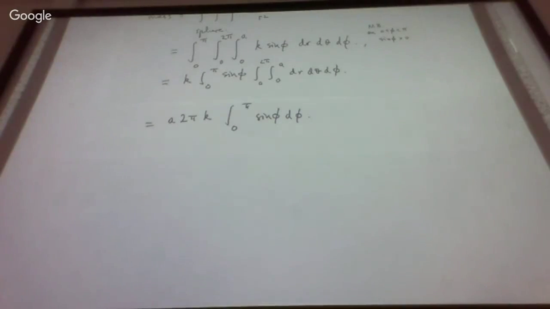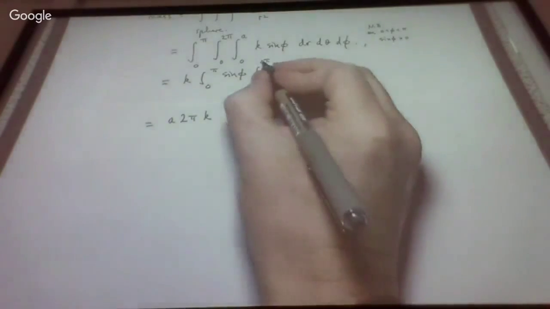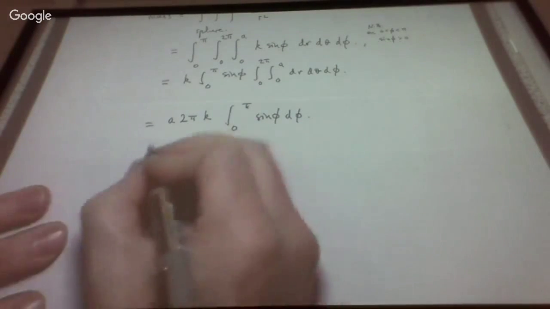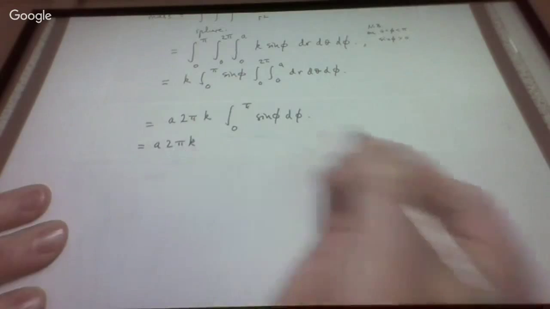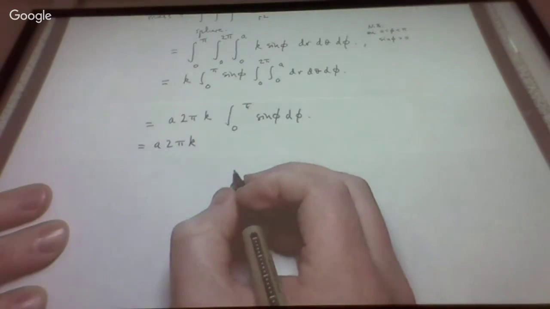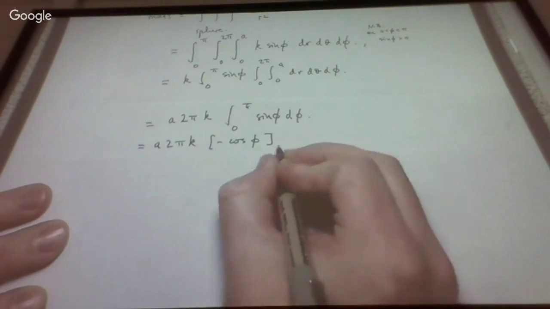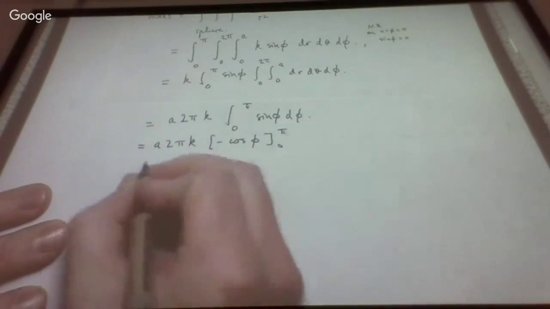The inner r integral just evaluates to a. We're integrating 1, r from 0 to a, so the a goes right out to the front. The theta integral, integrating from 0 to 2 pi, just gives you 2 pi, so I sent that straight out to the front as well. So we've got 2 pi k, just integrating sine phi, so sine phi integrates to minus the cosine of phi. Evaluate that between 0 and pi.